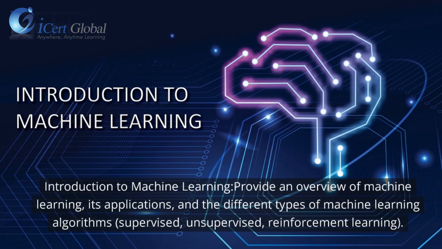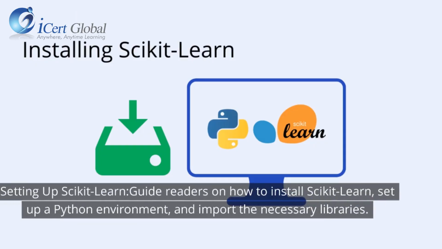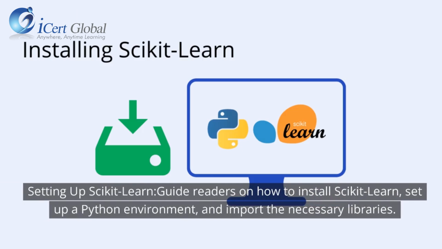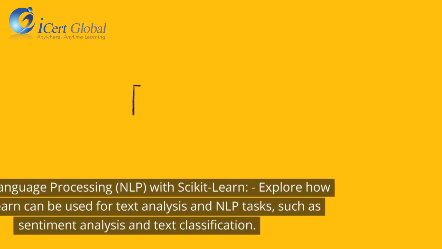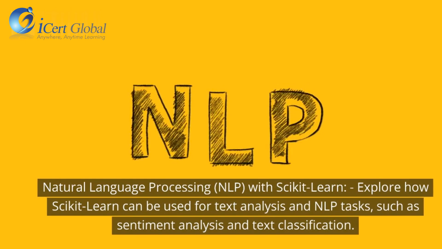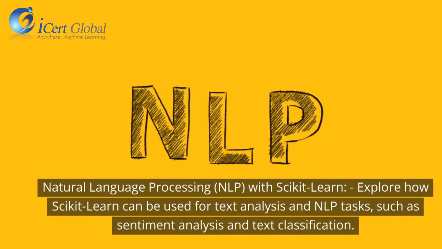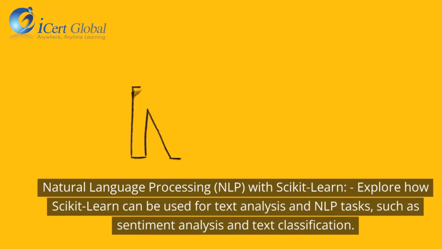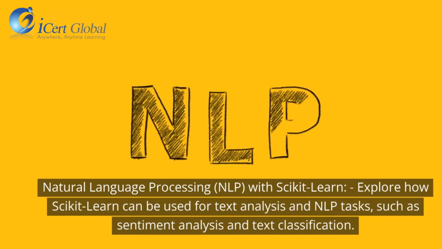Machine learning with scikit-learn. Introduction to machine learning. Provide an overview of machine learning, its applications, and the different types of machine learning algorithms: supervised, unsupervised, reinforcement learning. Setting up scikit-learn. Guide readers on how to install scikit-learn, set up a Python environment, and import the necessary libraries. Natural language processing, NLP, with scikit-learn. Explore how scikit-learn can be used for text analysis and NLP tasks, such as sentiment analysis and text classification.